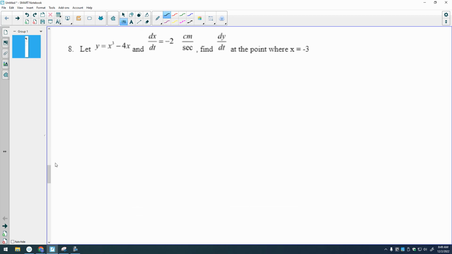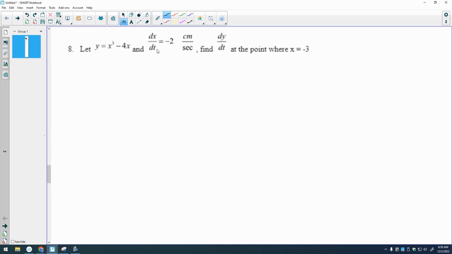Question 8. We have an equation for y. We have a dx dt, and we want to find dy dt. Another way of saying find the derivative at x equals -2. No, sorry. Find the derivative of y when the derivative of x is equal to -2. And x equals -3. Sorry. And we're doing this in terms of t.